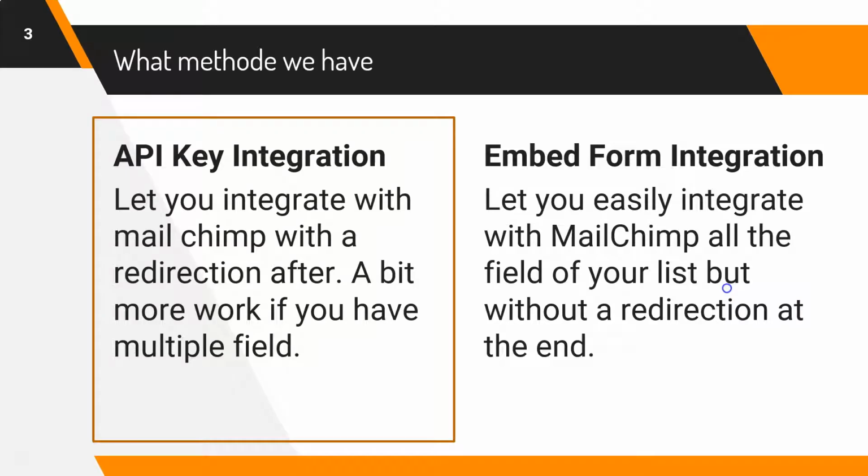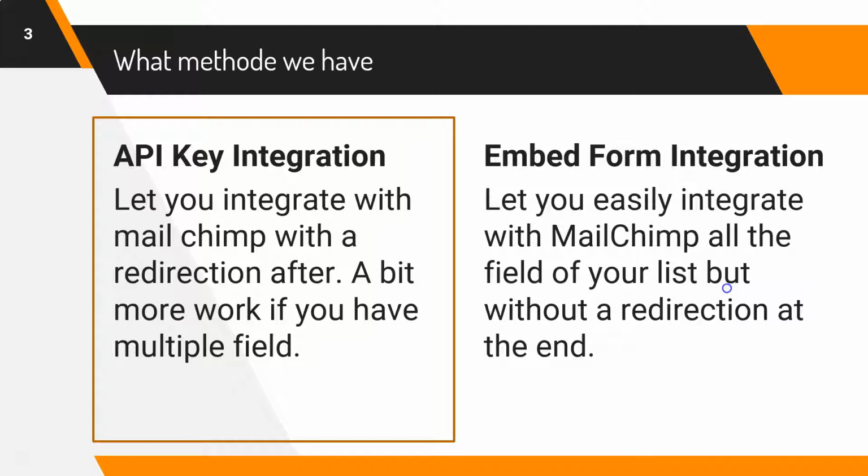So we have mainly two different methods. Actually, we have multiple methods of integration with MailChimp. You can put it on a single page and that kind of stuff. But with GroovePage, we'll have two ways of doing it. One is the API key integration. It lets you integrate MailChimp with a redirection after. It's a bit more work because you have to create the fields by yourself. So if you have a list with a lot of fields, it may be a bit more work for you.